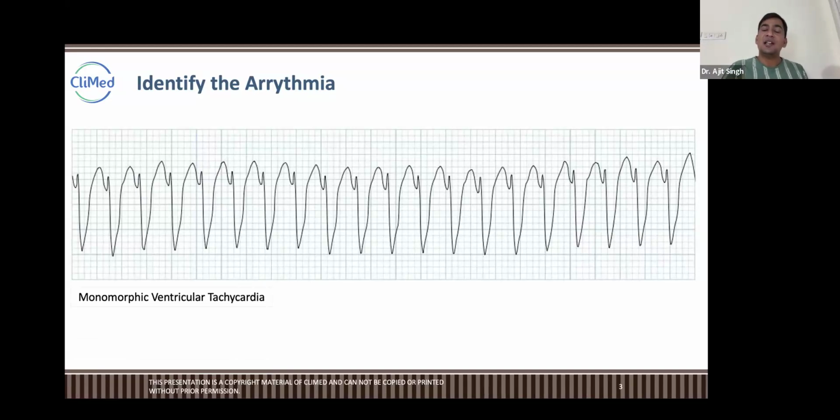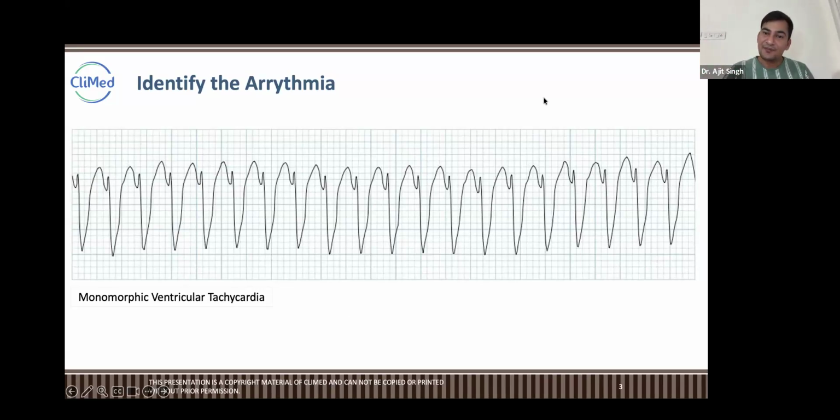How do we identify if it is a ventricular tachycardia or sinus tachycardia or AFib or flutter? Can someone tell me how we can identify? Like you told me, because the class is on ventricular tachycardias. So you told me this is ventricular tachycardia. Now tell me why this is ventricular tachycardia.